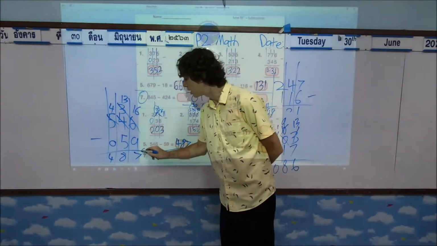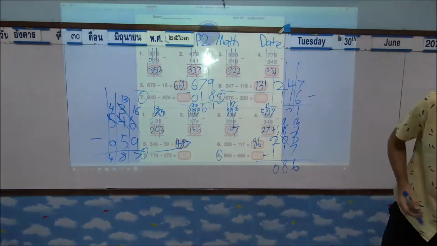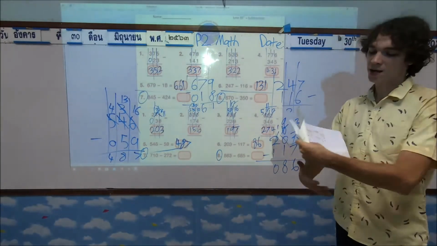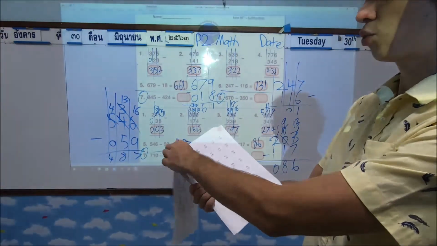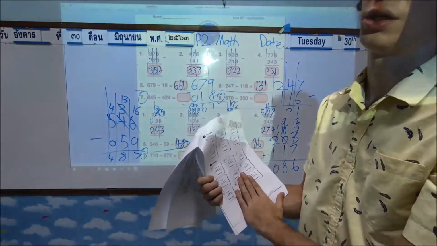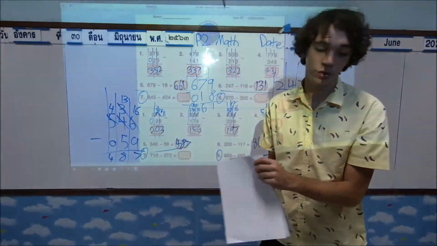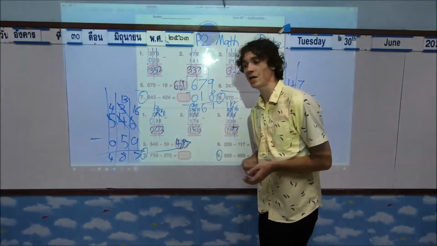Okay, now try number 7 and number 8 alone. When you finish that, you should start your next 2 worksheets. This worksheet and this worksheet. So we will finish 3 today. And when we finish that, we are finished.